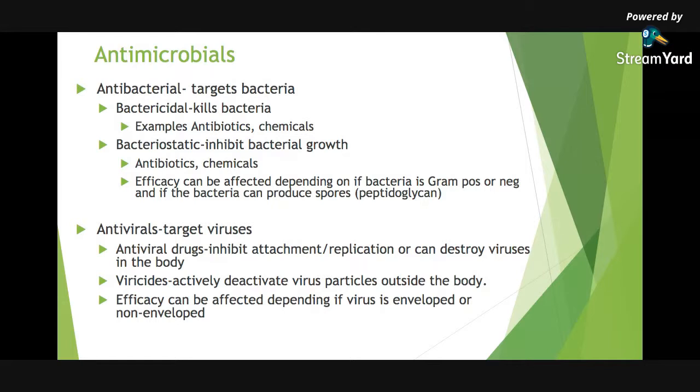Okay, so back to antibacterial. Again, they target bacteria. Bactericidal kills bacteria. Examples are antibiotics or antibiotic soap. Bacteriostatic agents inhibit bacterial growth. So again, this could be an antibiotic or a chemical that you use to inhibit growth of bacteria. The efficacy of these can be affected depending on if the bacteria is gram positive or negative, and if the bacteria can produce spores. And again, we talked about that peptidoglycan.